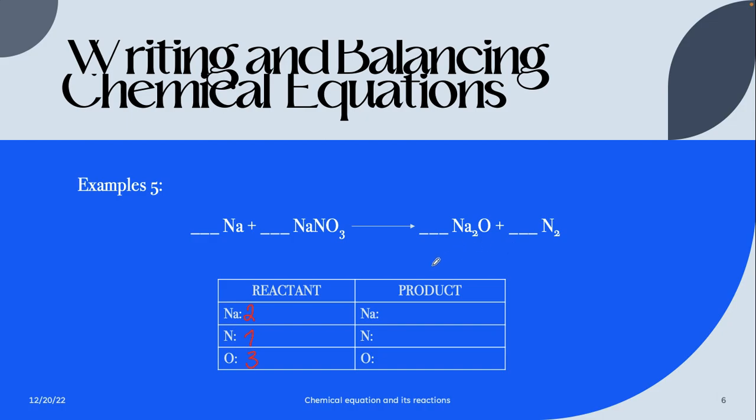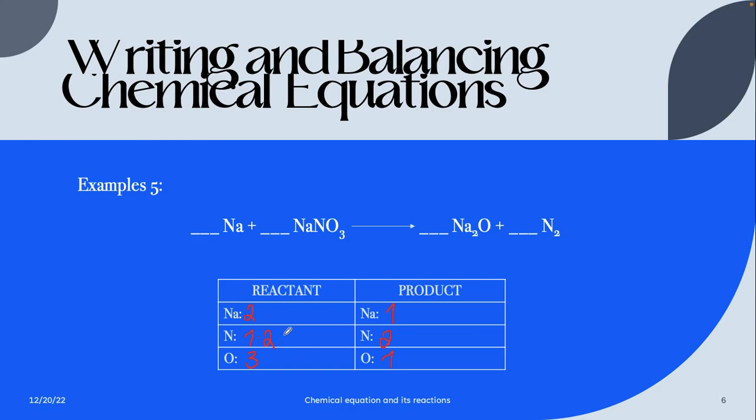Now let's go on the product side. There is 1 sodium, 2 nitrogen, and 1 oxygen. As was seen before, this is not balanced. So what we're going to do, we're going to multiply the oxygens by 3. Or first, let's do the nitrogens. We're going to multiply the nitrogens by 2.